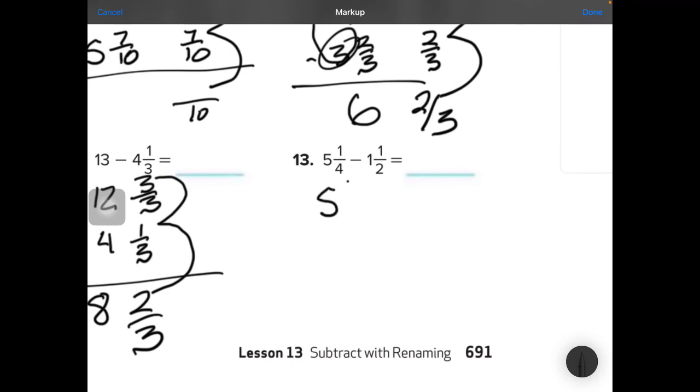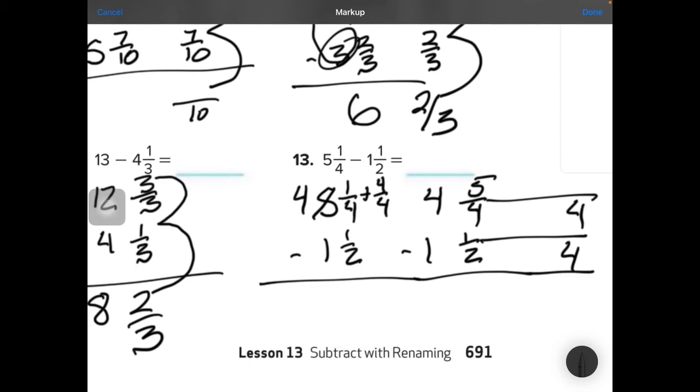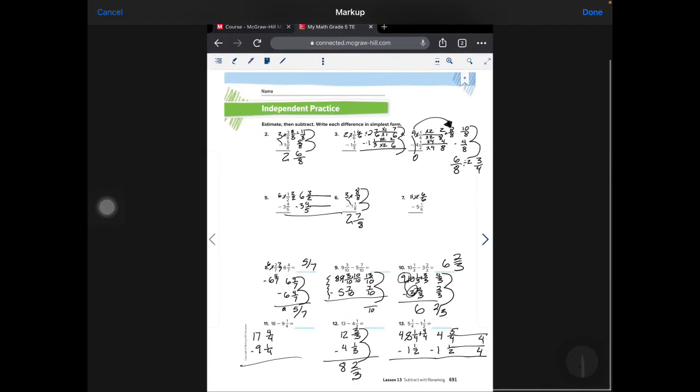Okay, number 13 is all yours. You can stack it like this. Subtraction. Okay. Oh, looks like we need to rename it. So we're going to say 4 plus 4 fourths. So then we're going to have a new problem of 4 and 5/4. Subtract 1 and 1/2. Now you have to find a common denominator, which I think 4 would work really well. Okay, go ahead and finish all that out. Subtract your whole numbers and tell me your answer.